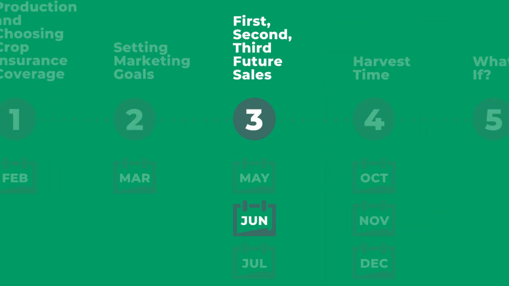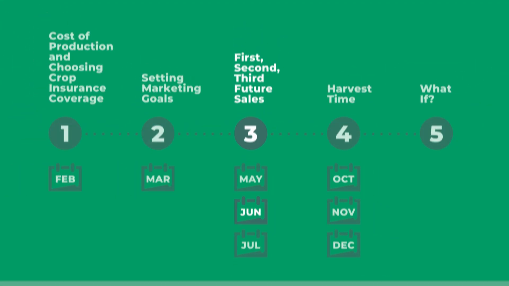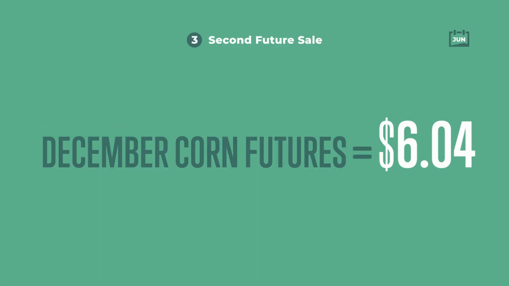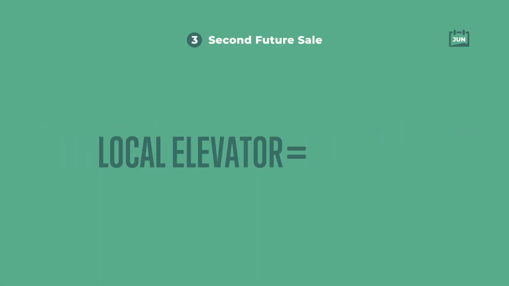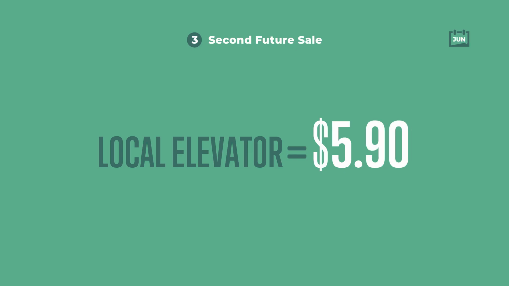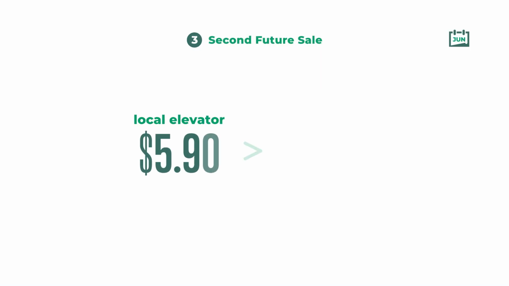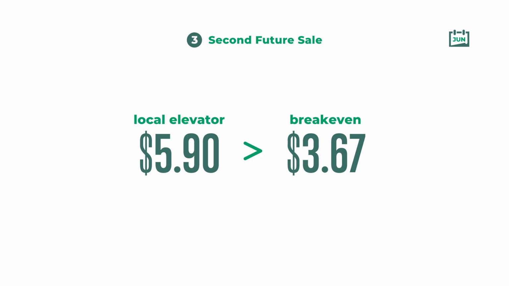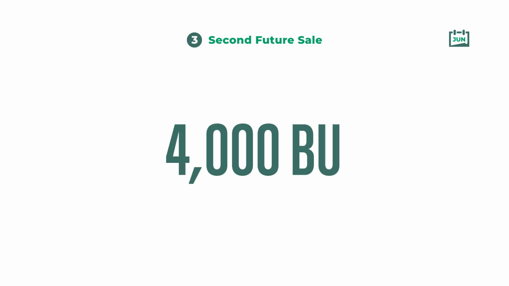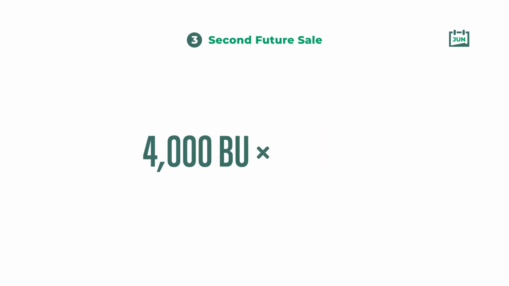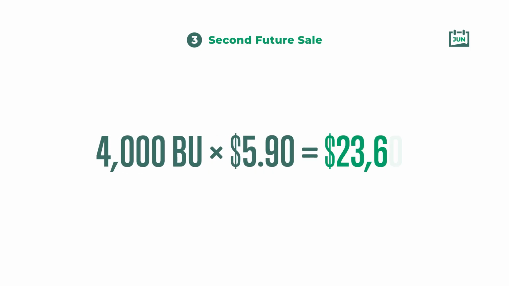You check the December corn futures again and notice this time it's above $6. So you call your local elevator and learn that their bid is $5.90, which is above your updated break-even of $3.67. You decide to sell 4,000 more bushels to deliver in December at $5.90, giving you $23,600 from the sale.